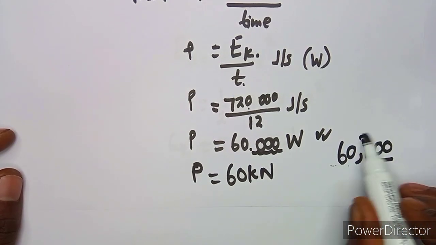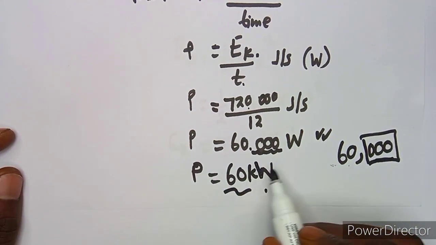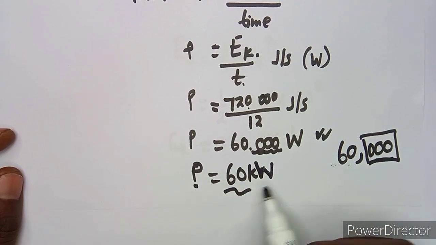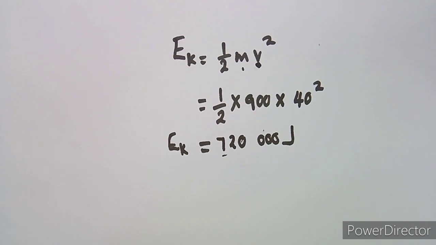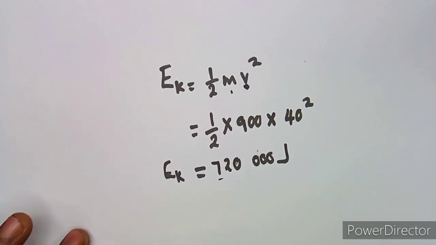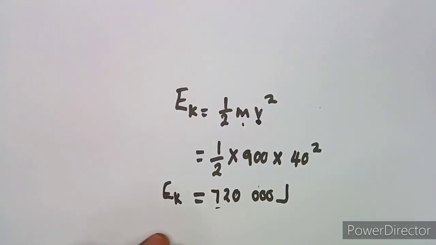But these zeros after the comma are not important. So this is power in kilowatts. That is how you are supposed to answer this question. As you can see, guys, it's pretty confusing sometimes, connecting the formulas, because like this one, you had to connect the formulas.